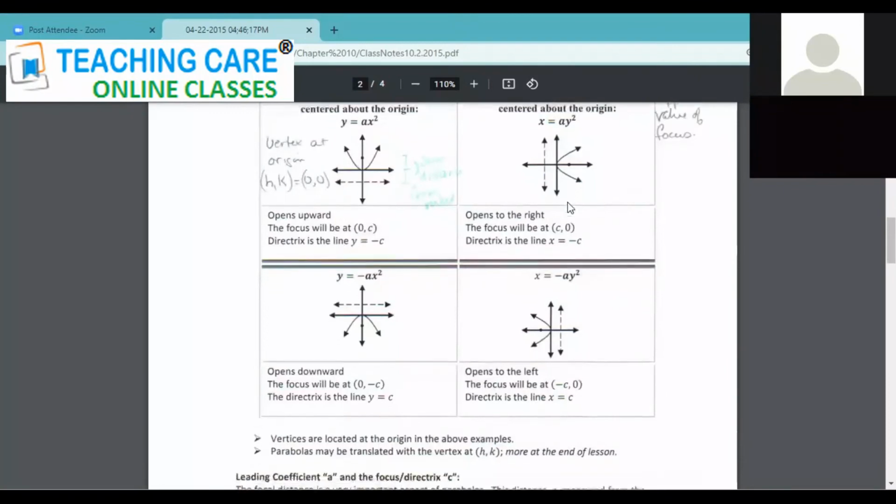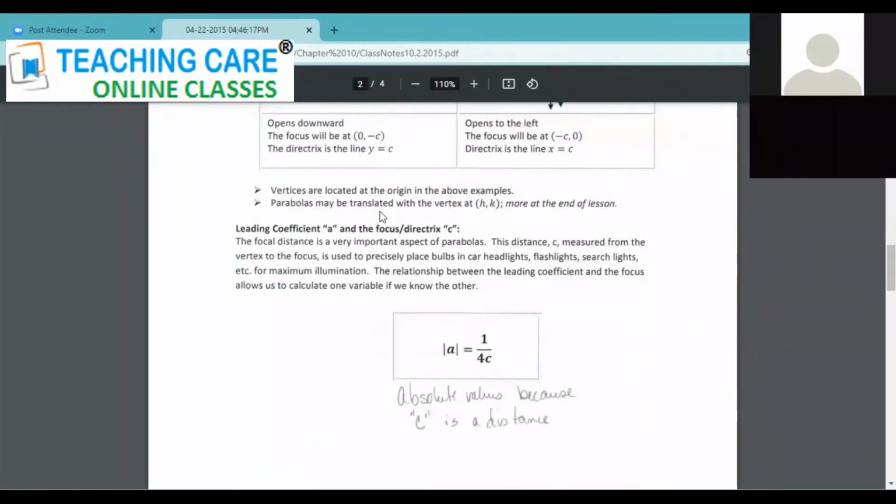Now, parabolas can have the vertex at h comma k. That you will have at the end of the lesson. First we are just seeing the parabolas with the center at the origin alone. Now, leading coefficient a and the focus directrix distance c. Again, the focal distance is very important, how it is and at what distance it is, all those things.